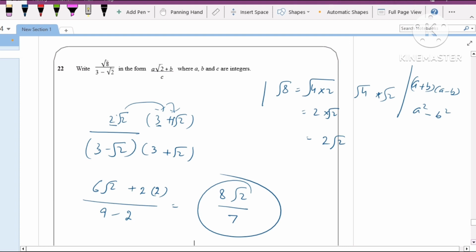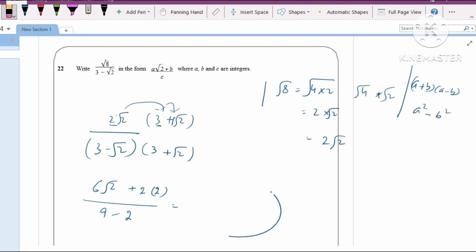Or you can leave this question. Sorry, there is a mistake. Very sorry. Because this is not a square root, we can't merge these two. So it becomes 6 square root 2 plus 2 twos are 4, divided by 7. That's it.